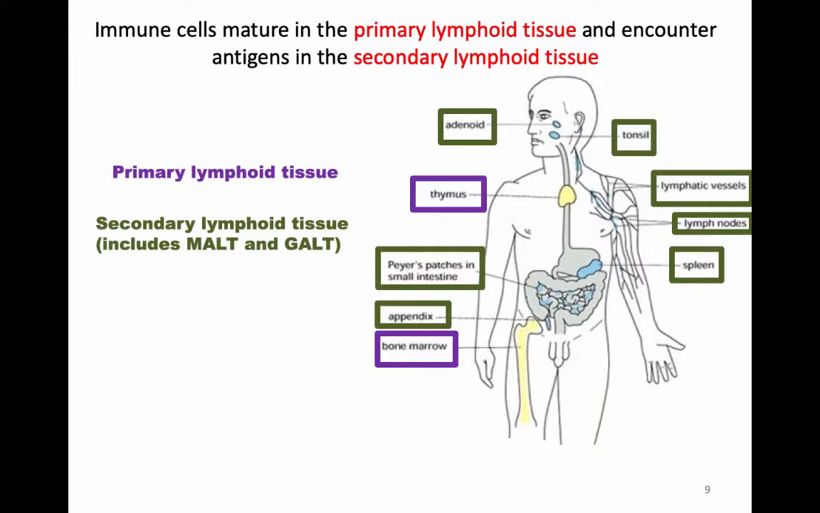So these cells mature in the primary lymphoid tissue, and in the secondary lymphoid tissue, they will encounter foreign invaders like pathogenic microbes. And all of these foreign invaders, pathogenic microbes, other things that activate the immune system are called antigens. So the B and T cells mature in the primary lymphoid tissue and they encounter antigens in the secondary lymphoid tissue, and then they can orchestrate a response by the third line of defense in the immune system.